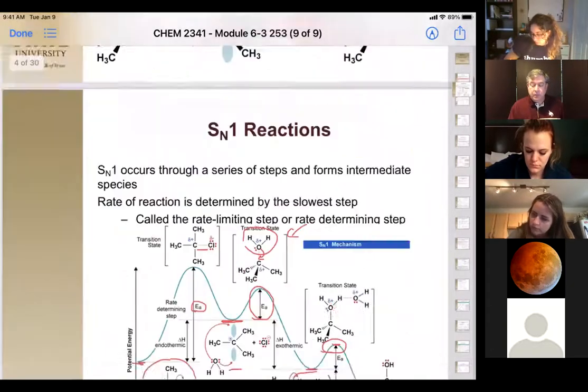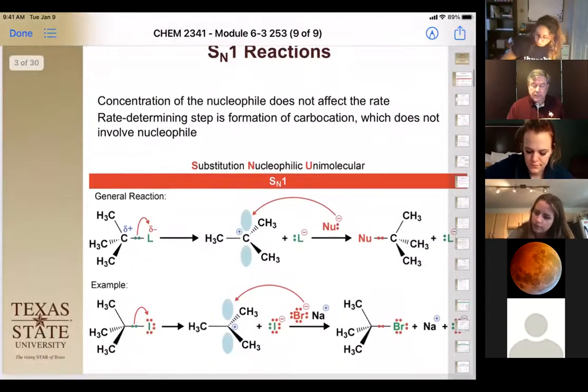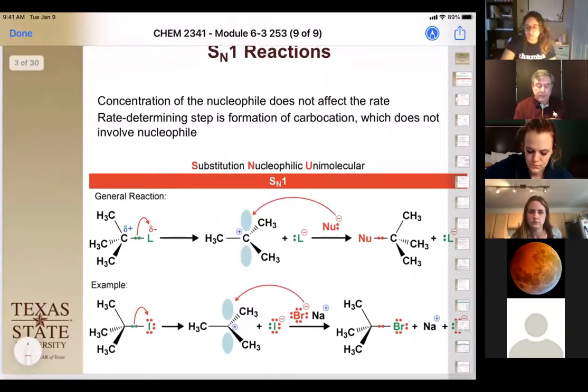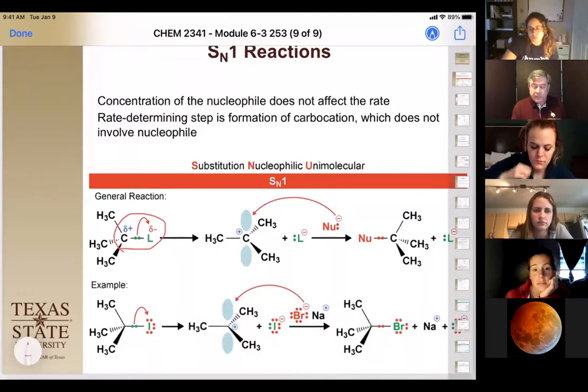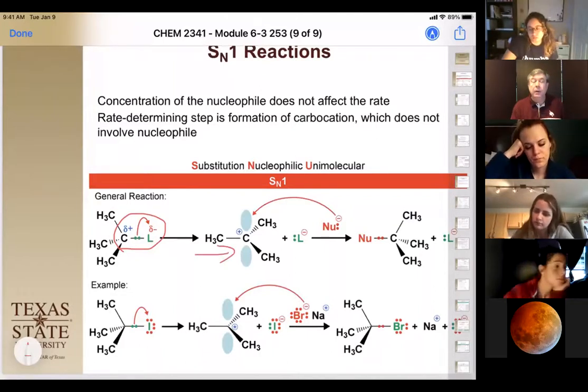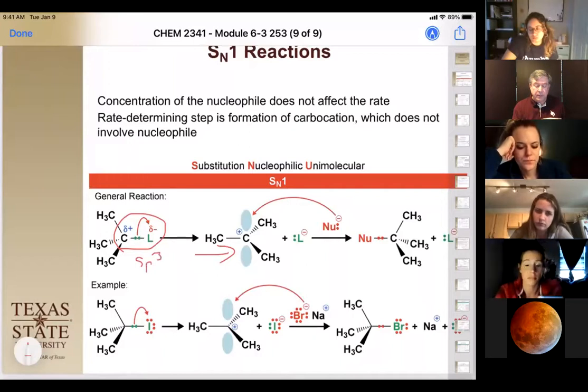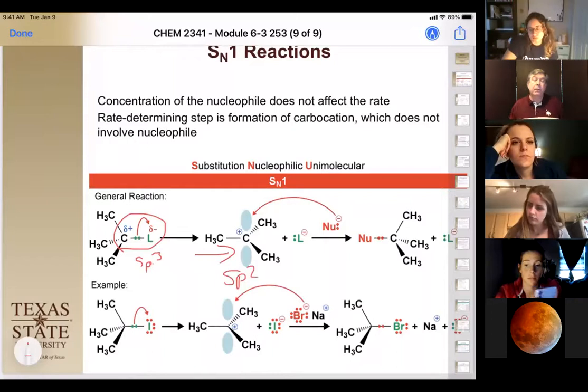Okay, so in this case, our general theme is always going to be, we have some polar bond, we have some leaving group. Some leaving group can support that negative charge. When it leaves, we change our hybridization. This is an sp3 hybridized carbon right here. This is an sp2 hybridized carbon with an empty p orbital, okay?